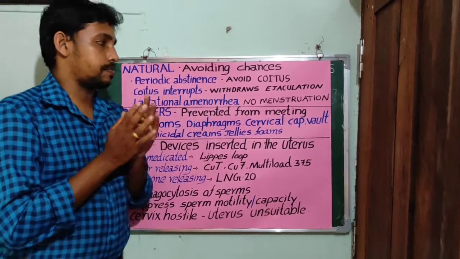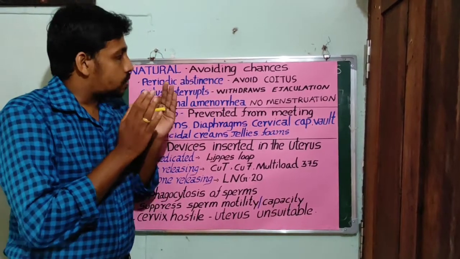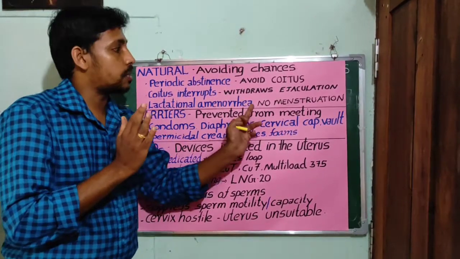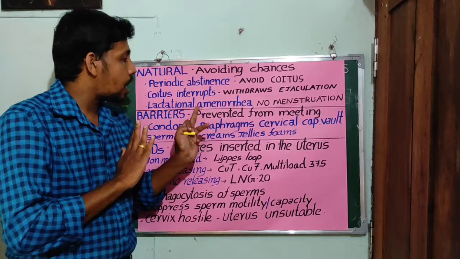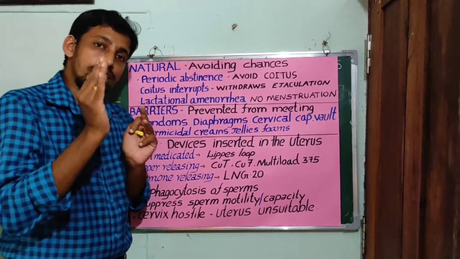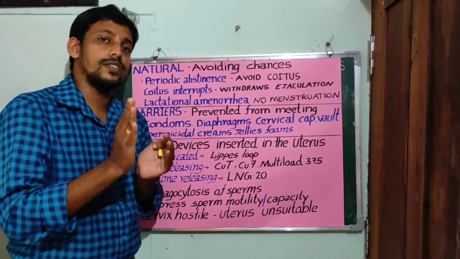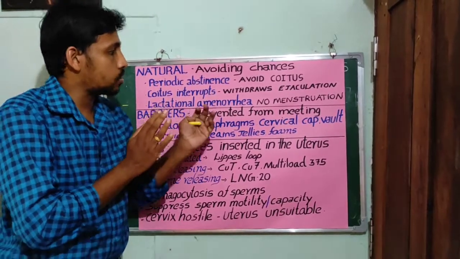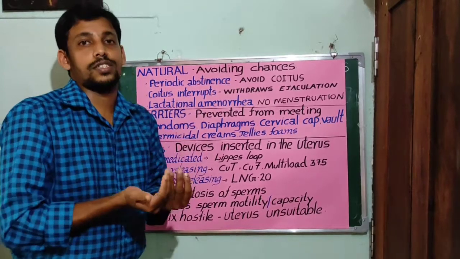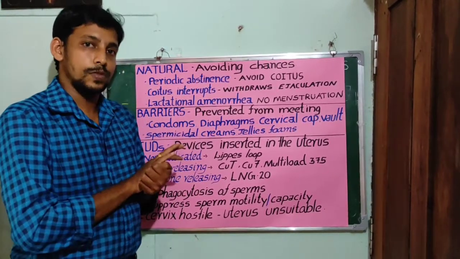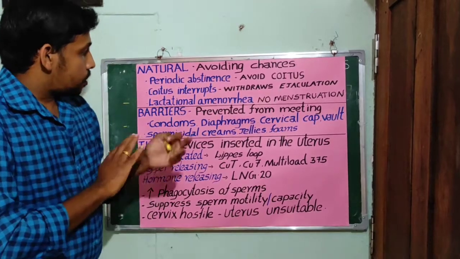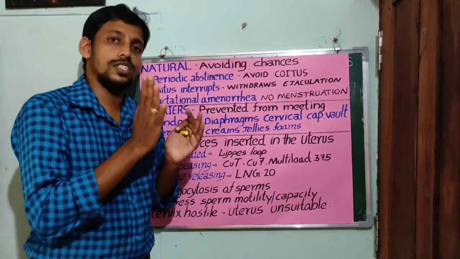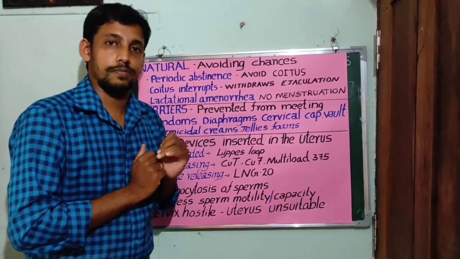Lactational amenorrhea. That means just after parturition, there is absence of menstruation, which is known as amenorrhea. Intense lactation prevents conception. Parturition is followed by intense lactation, and that prevents conception. But it may be effective for just 6 months after parturition.